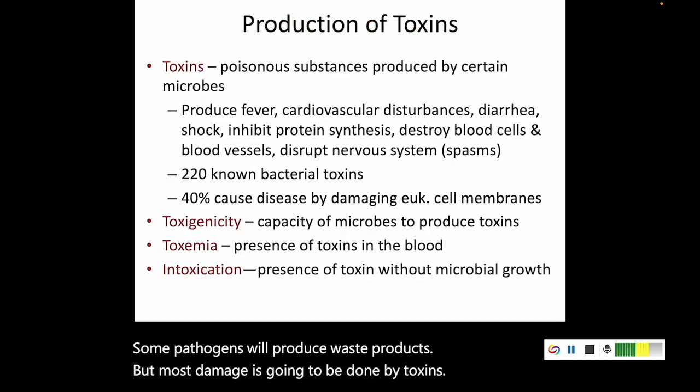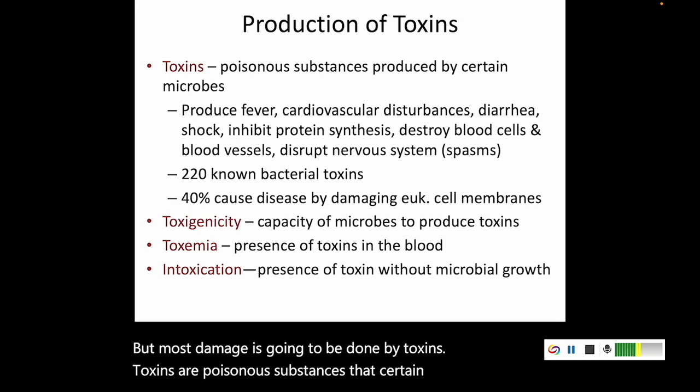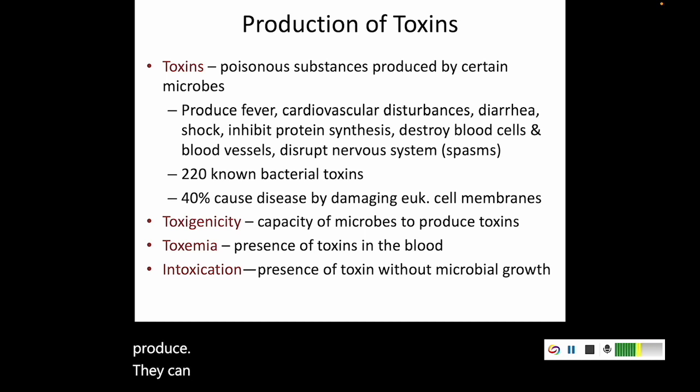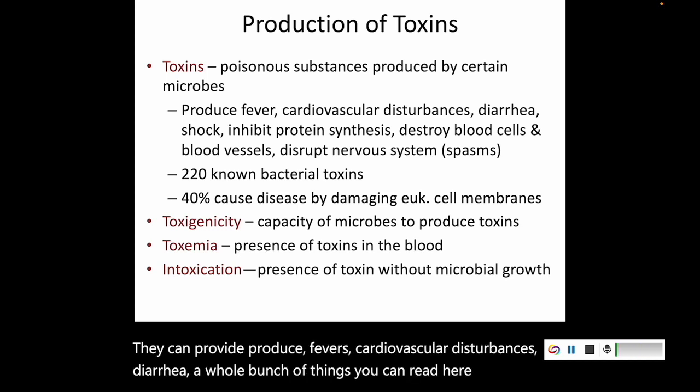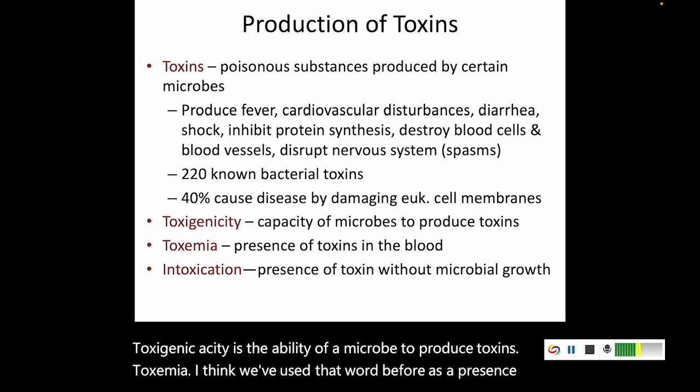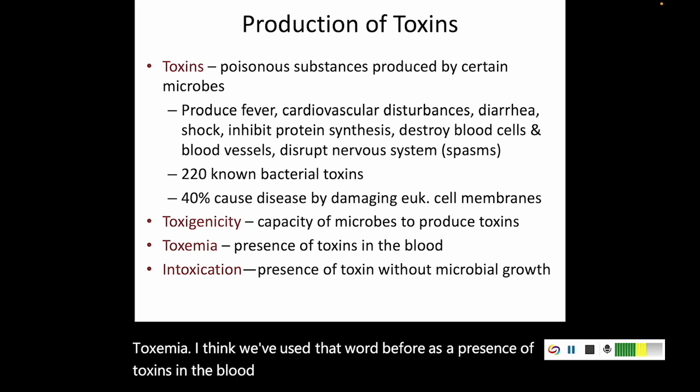Toxins are poisonous substances that certain microbes can produce. They can produce fevers, cardiovascular disturbances, diarrhea, a whole bunch of things you can read here. Toxigenicity is the ability of a microbe to produce toxins. Toxemia, I think we've used that word before, is the presence of toxins in the blood. And intoxication is the presence of a toxin without microbial growth.